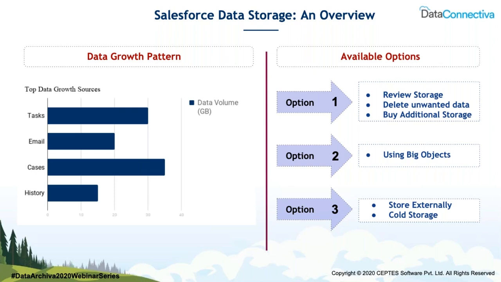Number two option is Big Object. Salesforce has come up with a big data system, which is cheaper than the additional storage, than the standard storage that Salesforce provides. So that's option two. Option three is store externally.